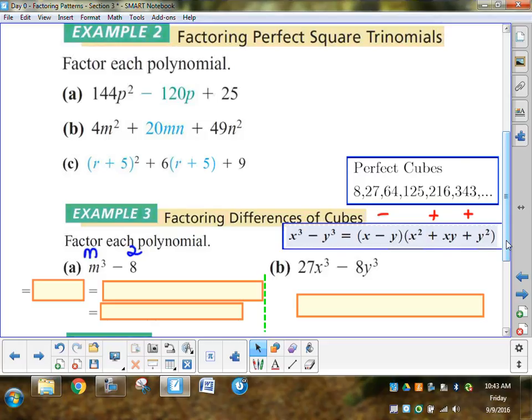When I'm constructing the binomial factor, and again, you won't write this out, I'll tell you when you're going to start writing it. I'm going to list out the binomial factor as the left minus the right. So in this case, my left is m, my right is 2. So left minus right would be m minus 2.